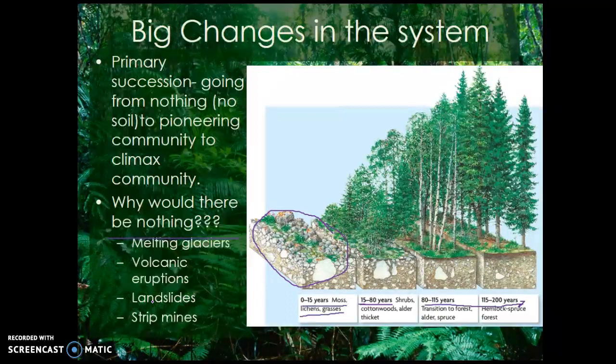Many other things can happen. We can have volcanic eruptions. We can have landslides. Oftentimes it's going to be some sort of human interference, unfortunately.